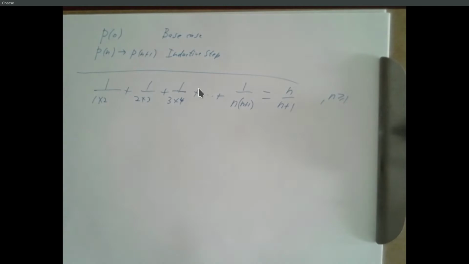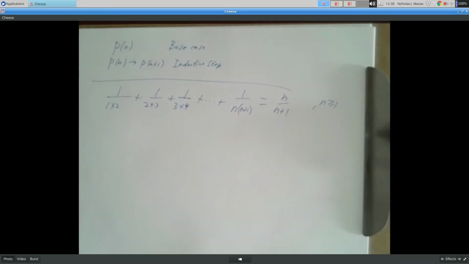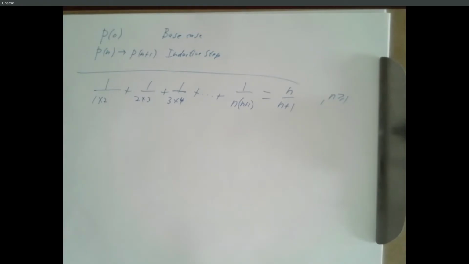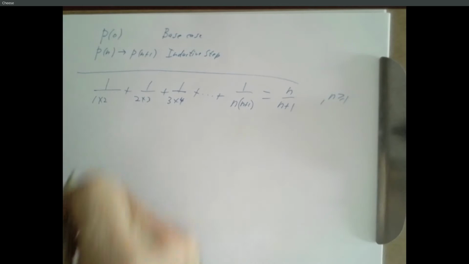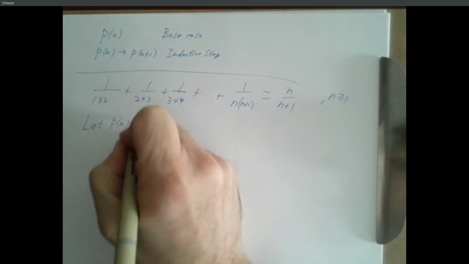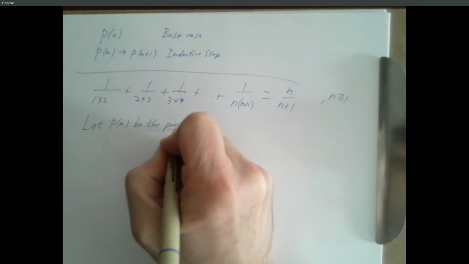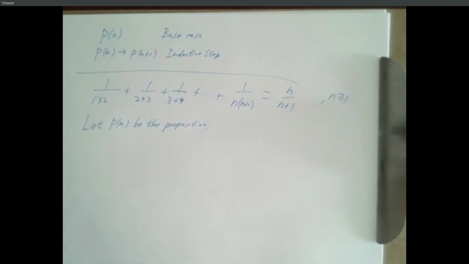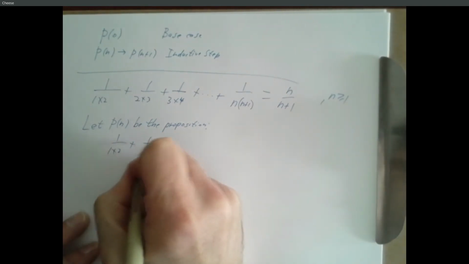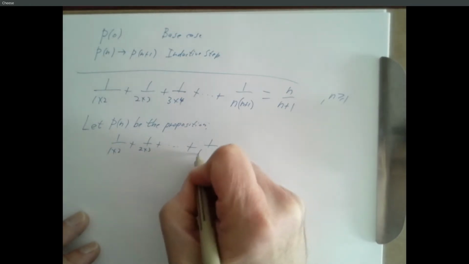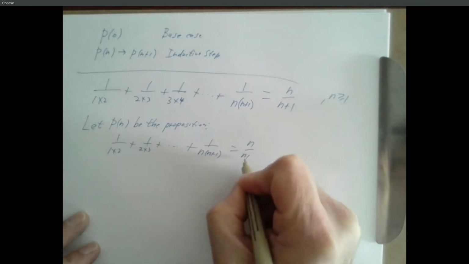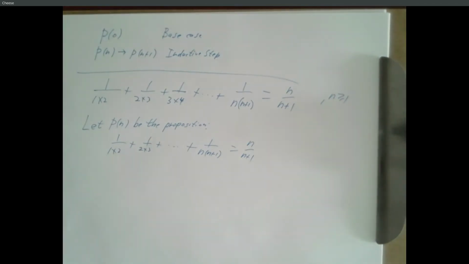Alright, so let's try to show this using induction. So what's our first step? Say again? Even before we make a base case. Proposition. Alright, so let P of n be the proposition. Alright, so I'm just rewriting that. P of n is the proposition, so that's a declarative statement that the left side is equal to the right side. It has a truth value.